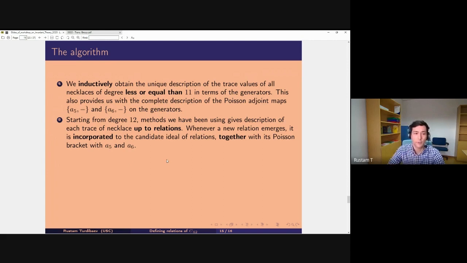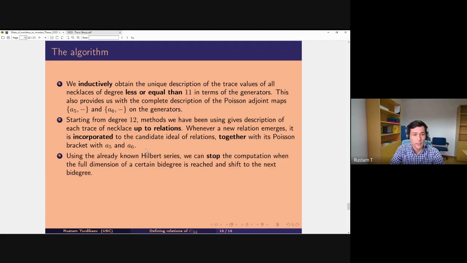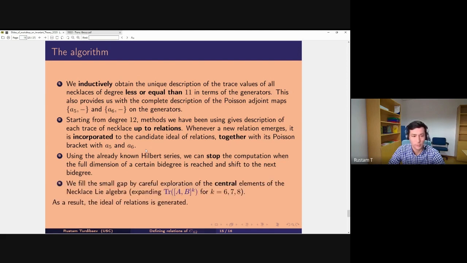So imagine if you have, let's say, a degree 14 relation, once you take its Poisson bracket with this one, you end up in degree 15. So you might get a new relation for free in the higher degree, which speeds up the calculations. And then the Hilbert series of this algebra is also known by Tiranishi and also by Rehn and Stembridge. So we know at each step, at each certain bidegree, how many dimensions we're missing, so we can fill it up. And once it's full, we just skip it and go to the next one. So this is our algorithmic approach.